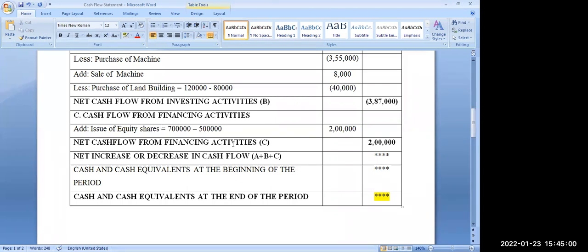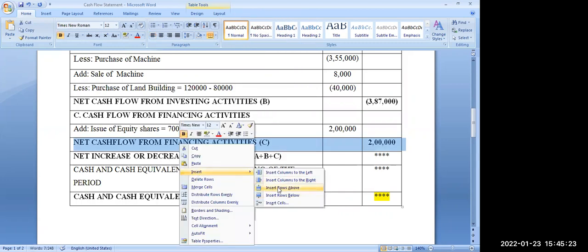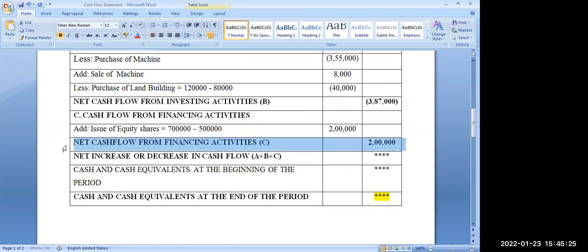Okay, bank loan last year was 5 lakh, current year it is 8 lakhs. How do you treat it? We have to add it, it's an inflow of money. How much? 3 lakh rupees inflow from financing activities. So I'll add one more line here and add that also. That's it. So net cash flow from financing activities is 2 lakhs plus.